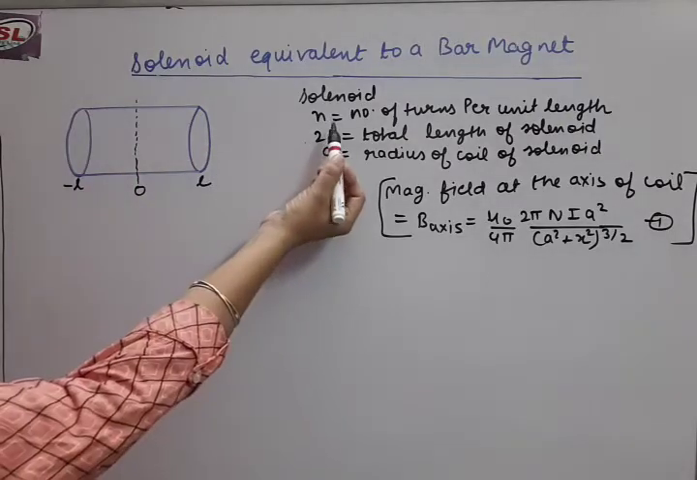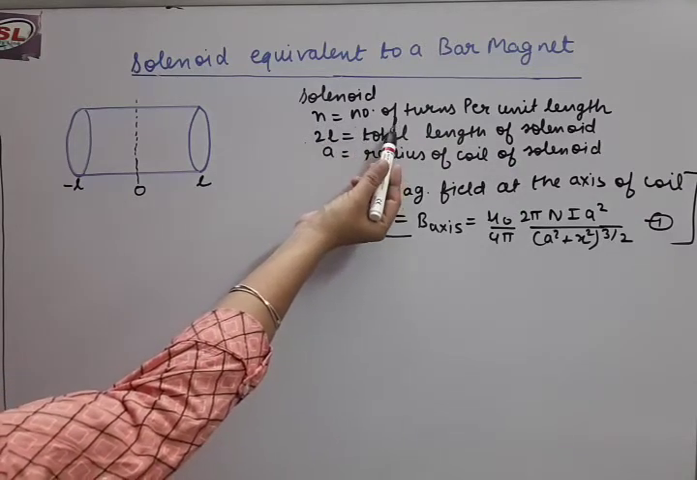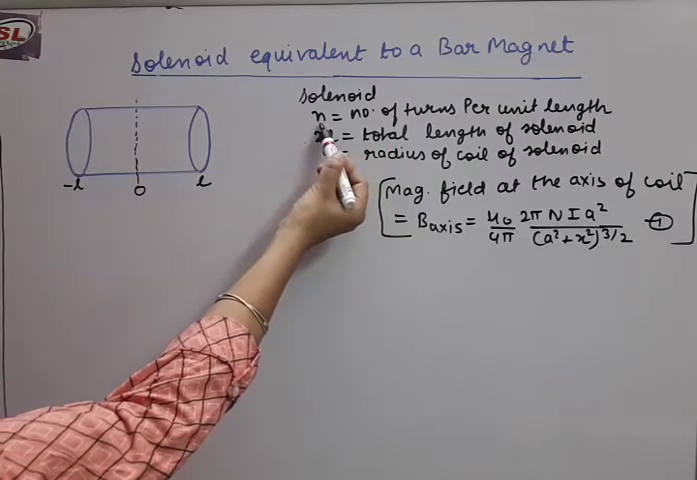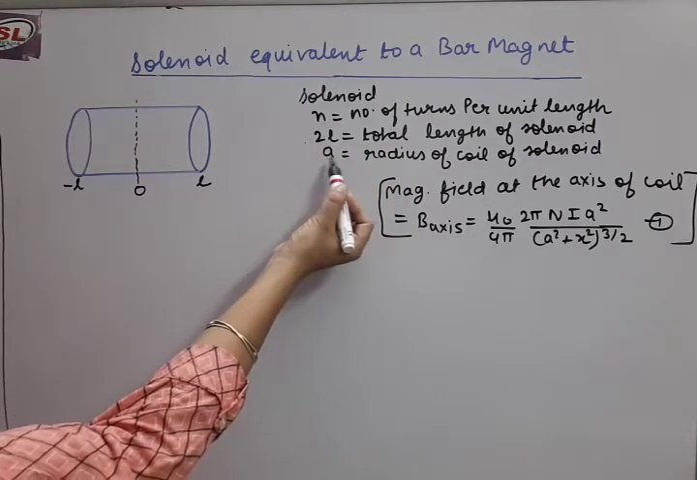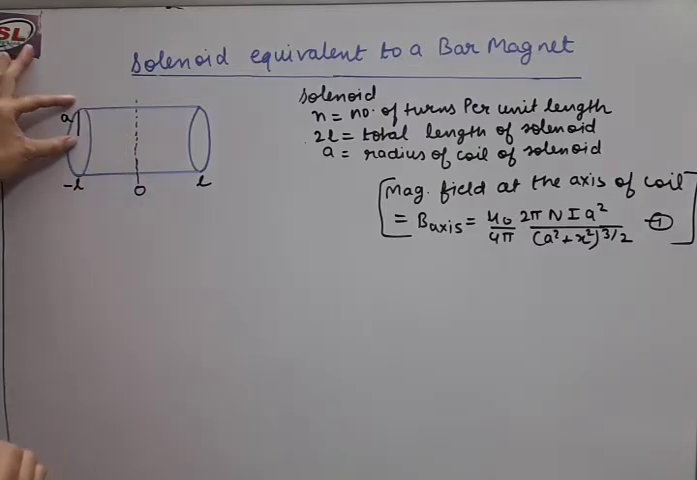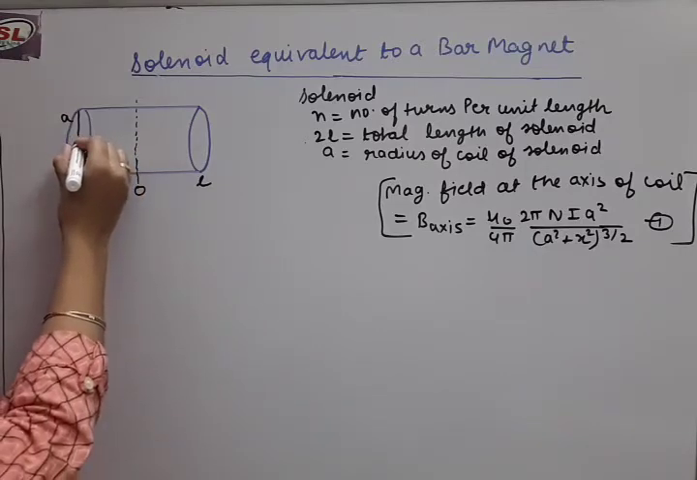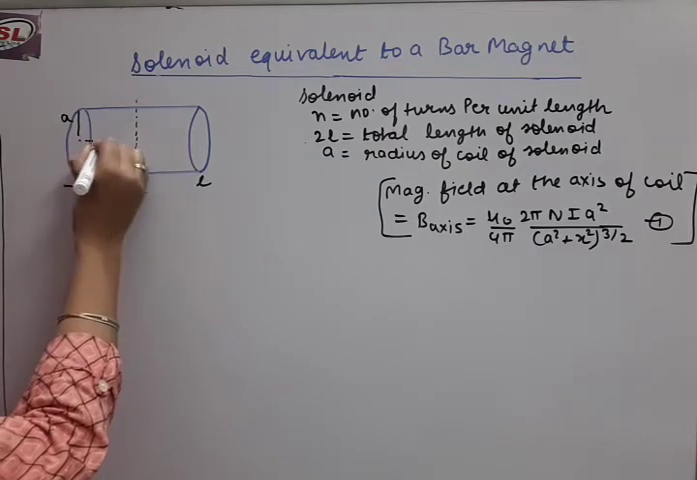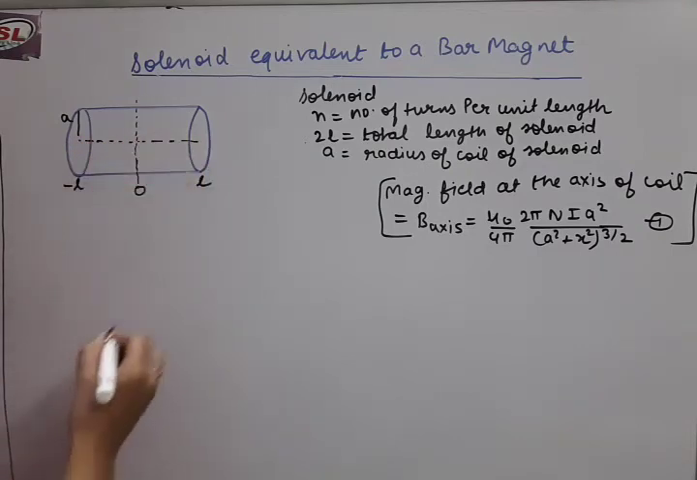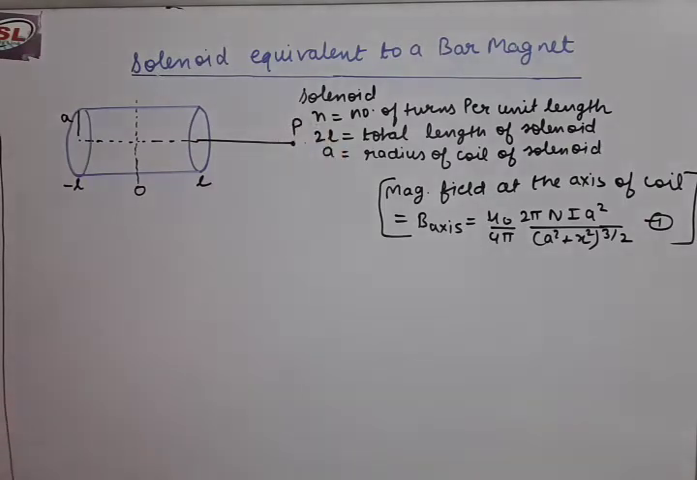Other data: n is the number of turns per unit length, as we always use for the solenoid. a is the radius, that means this is a, the radius of the coil of the solenoid. Now students, this is the solenoid, and its axis is this line. This is the axis.